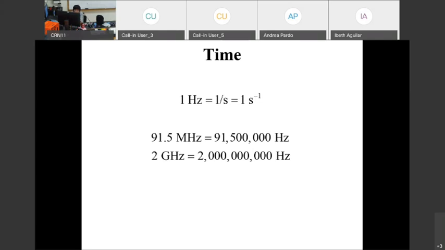So there it is, right? We're already using our prefixes because it would be too tedious and kind of senseless to put 91,500,000 hertz in the touchscreen of the radio. We use the megahertz, or in some cases the giga unit, gigahertz, right? Remember that 1 megahertz is 10 to the power of 6, a million hertz, and gigahertz is a billion hertz, 10 to the power of 9, right?